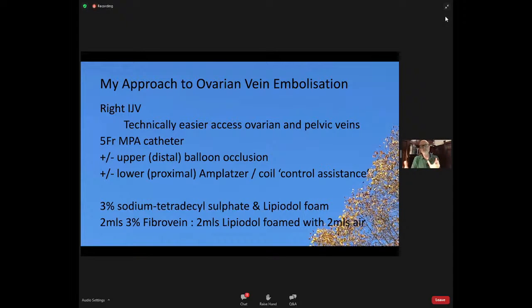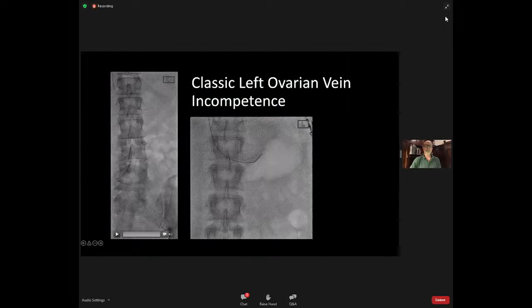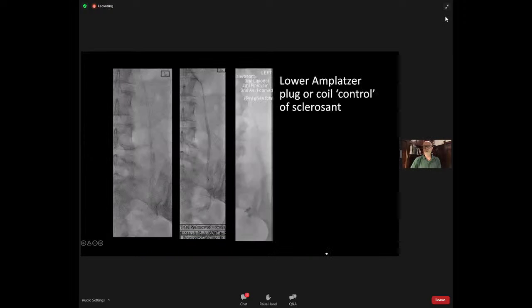Coil assisted sclerotherapy. And we use the very same sclerotherapy recipe that we use for varicocele. So again, we recognize this from varicocele, but it's not the same. As I said, you've got to be far more diligent in assessing this, but we'll use our 5 French MPA catheter, and we'll go into the ovarian vein and we'll see that incompetence. And that's when we can go down and very quickly.